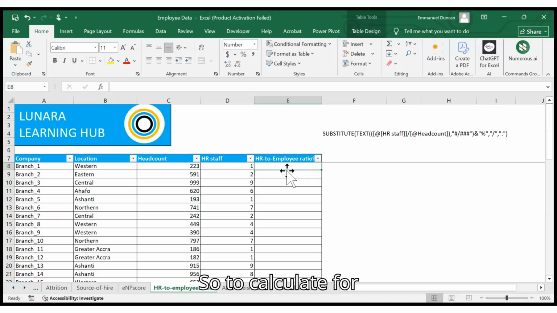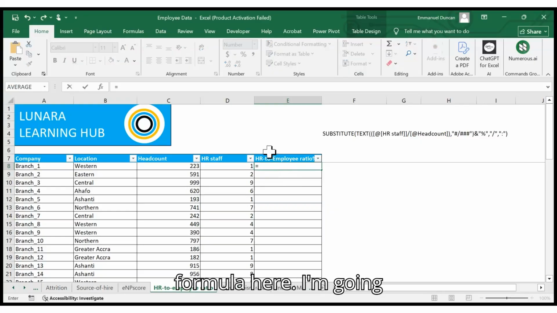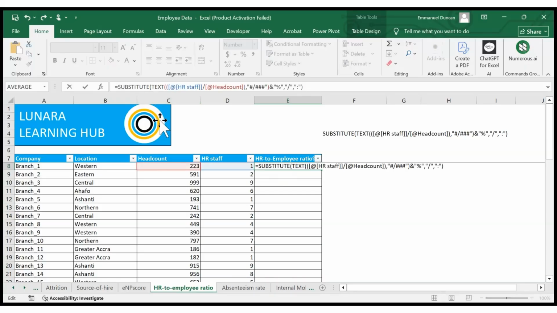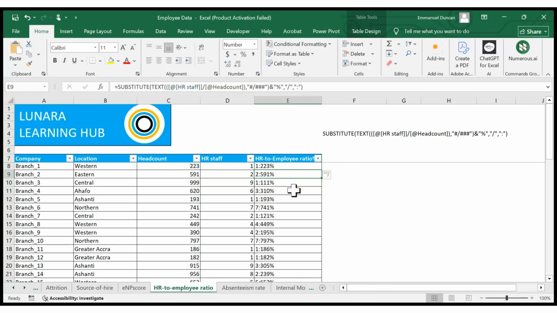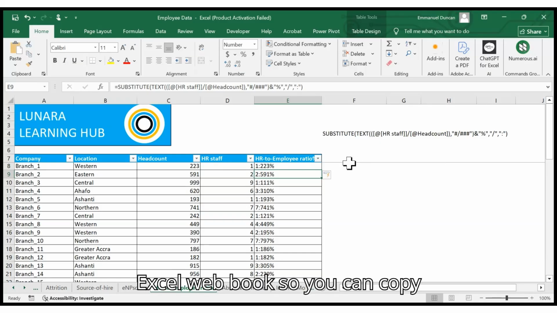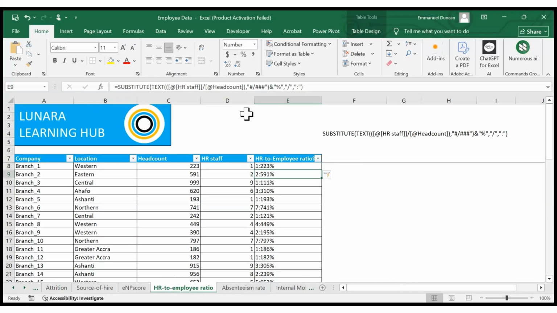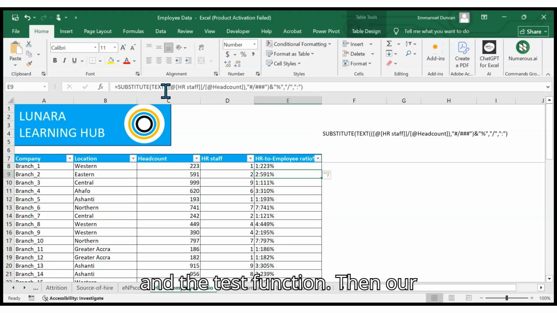So to calculate the HR to employee ratio, we have the formula here. I'm going to paste it, then you press enter. We have the formula in the Excel workbook, so you can copy and just paste the formula. So here what happens is we are using the SUBSTITUTE and the TEXT function.